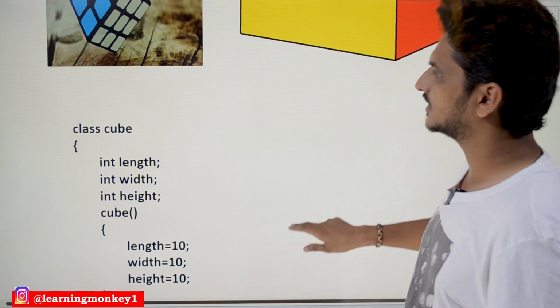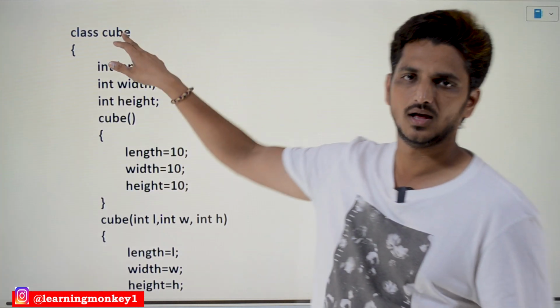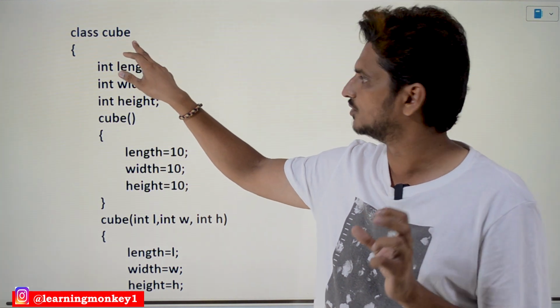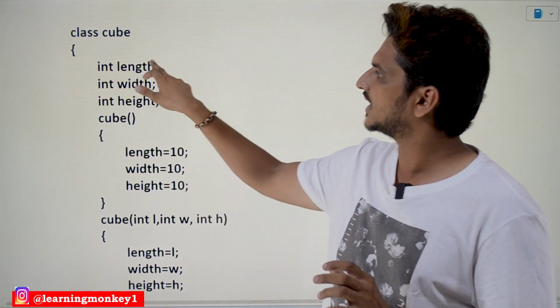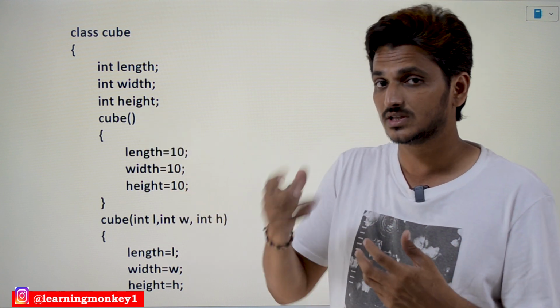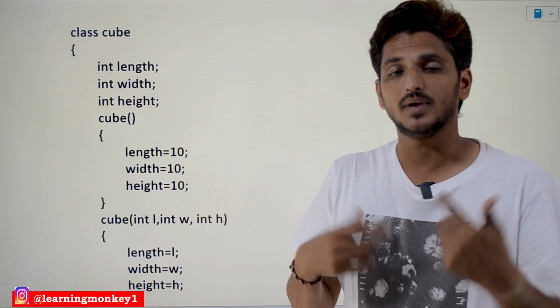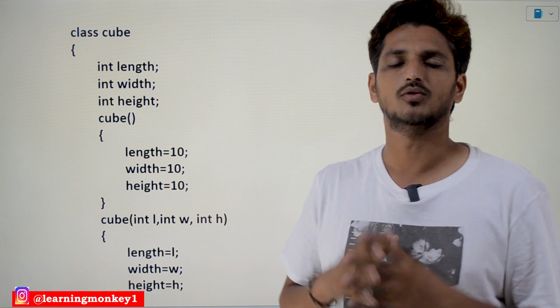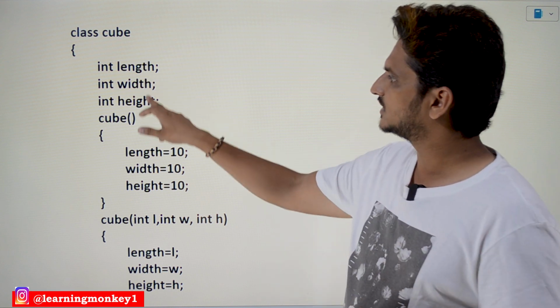How have we written this class Cube? What are the values you need for a cube or cuboid? int length, int width, int height. We need three values. If you are given length, width and height, we can write the method that calculates the volume. So length, width and height.